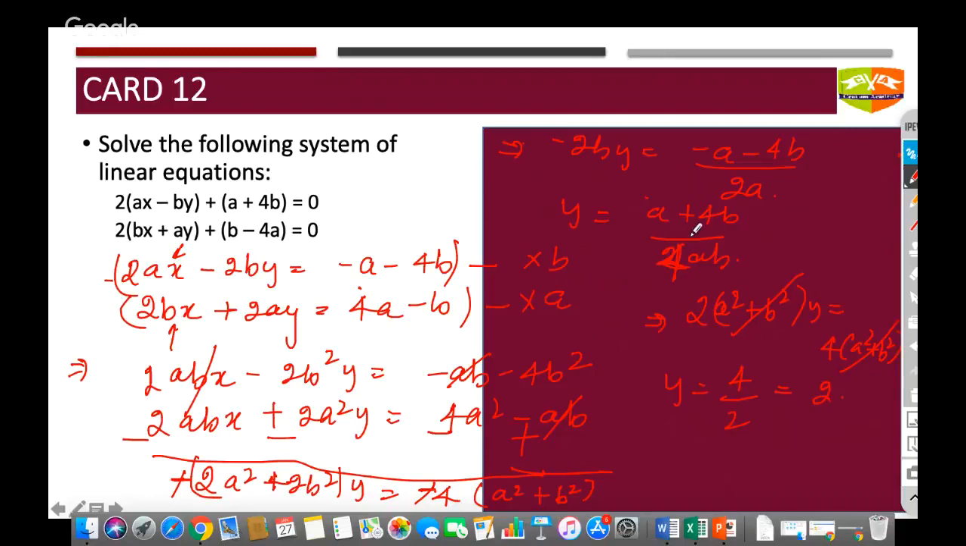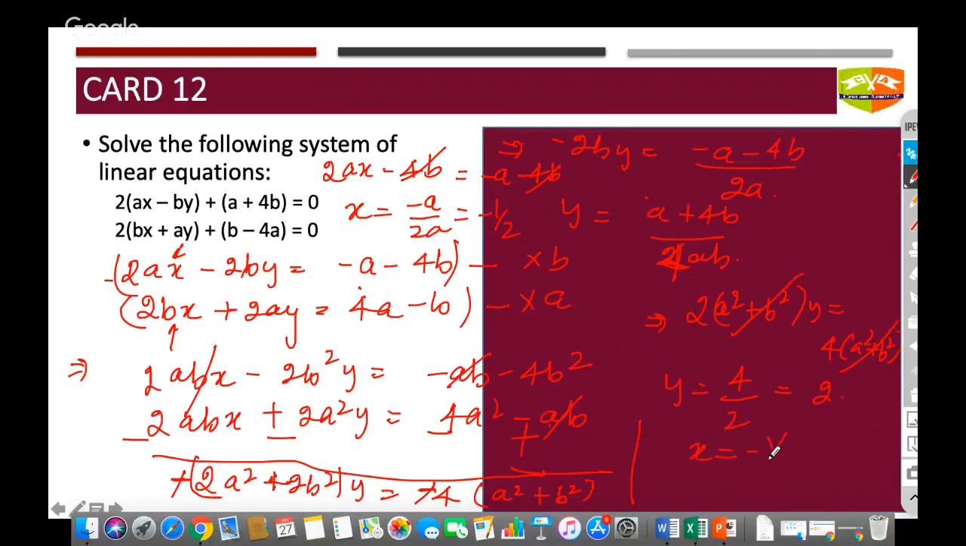Now if y is equal to 2, what I'll do over here is I'll put it in this equation. So what I get over here is 2ax minus 4b, because y is equal to 2, is equal to minus a minus 4b. So this minus 4b is gone, and x comes out to be minus a divided by 2a, which is equal to minus 1 by 2.